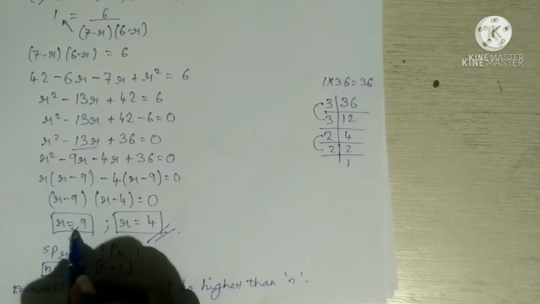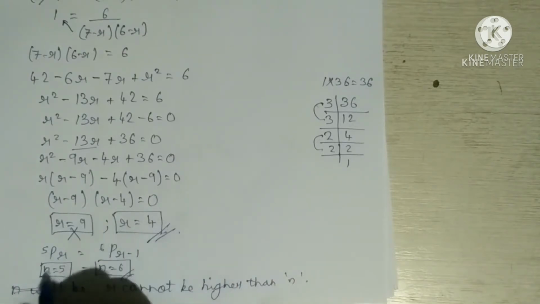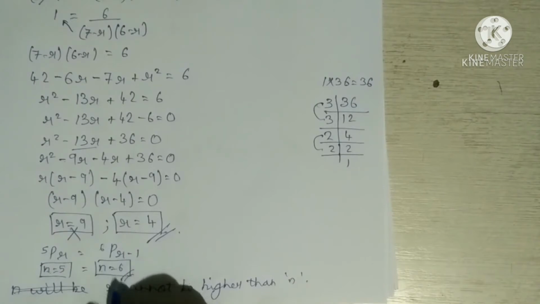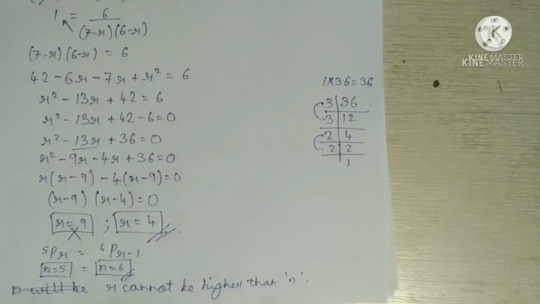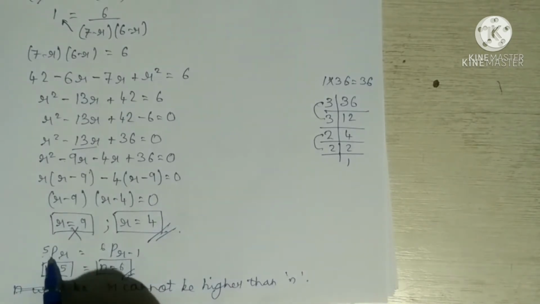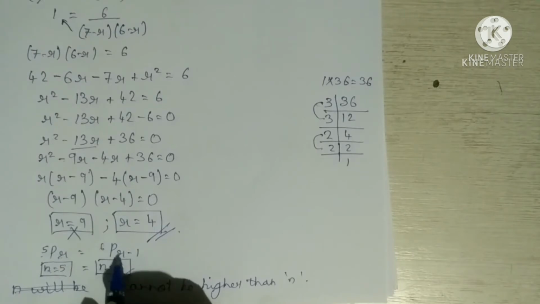Okay, r is equal to 9, r is equal to 4. Okay, highest value of n is 5, n is 6. r cannot be higher than n. Highest value of n is 6, so r is equal to 9 cannot be. r cannot be 9. Okay, so r is equal to 4. Thus, r value is 4 for 5pr is equal to 6p(r minus 1).